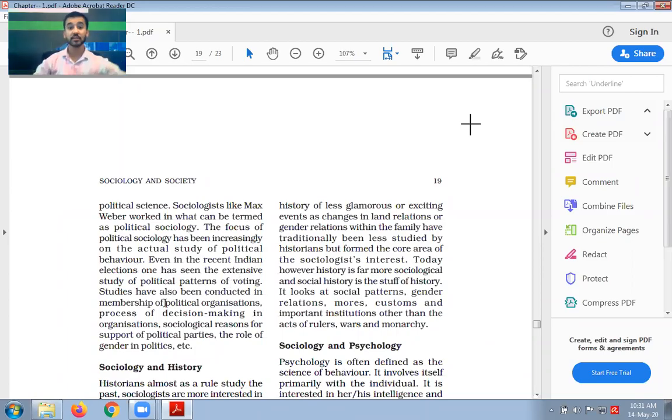So when voting comes, political leaders really want to understand the culture, the inclinations or the biases of the people. They target all those points to garner the votes, right? I'm sure you are understanding. Okay, so studies have also been conducted on the membership of political organizations, the process of decision making in the organization, sociological reasons for support of political parties, the role of gender in politics, etc. Even political leaders are trying to understand the culture and the society, and they are also taking help from sociologists in order to understand.